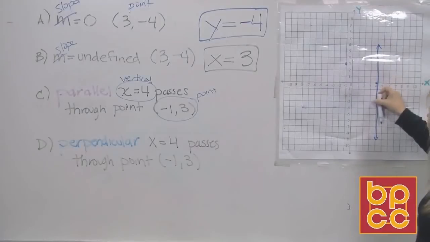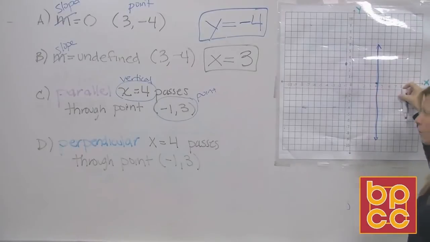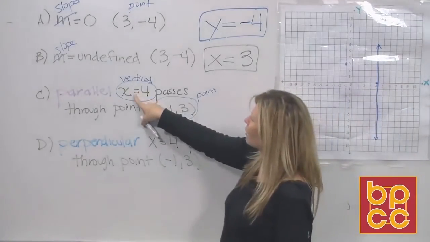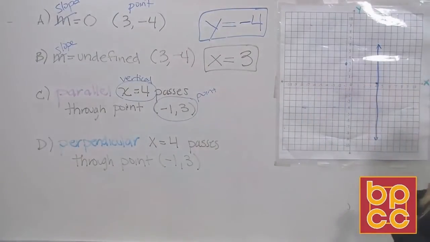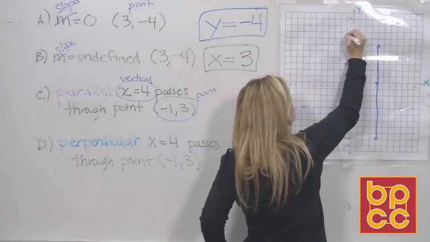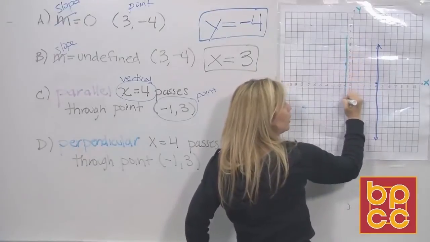If this is vertical, to be parallel, I'd also have to be vertical. Not only do I have to be parallel to it, I have to go through the point negative 1, 3, which means here's that point. They want you to draw this new line through that point.